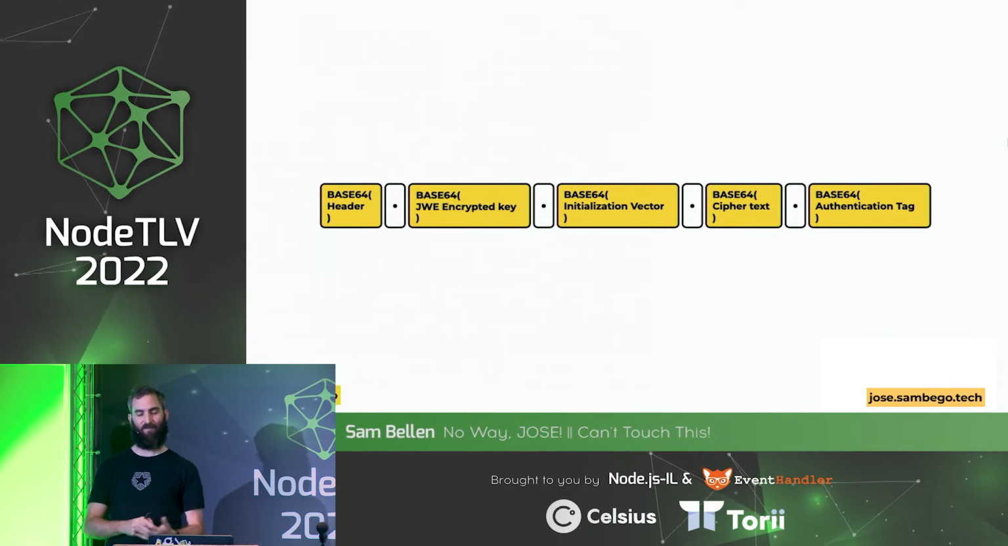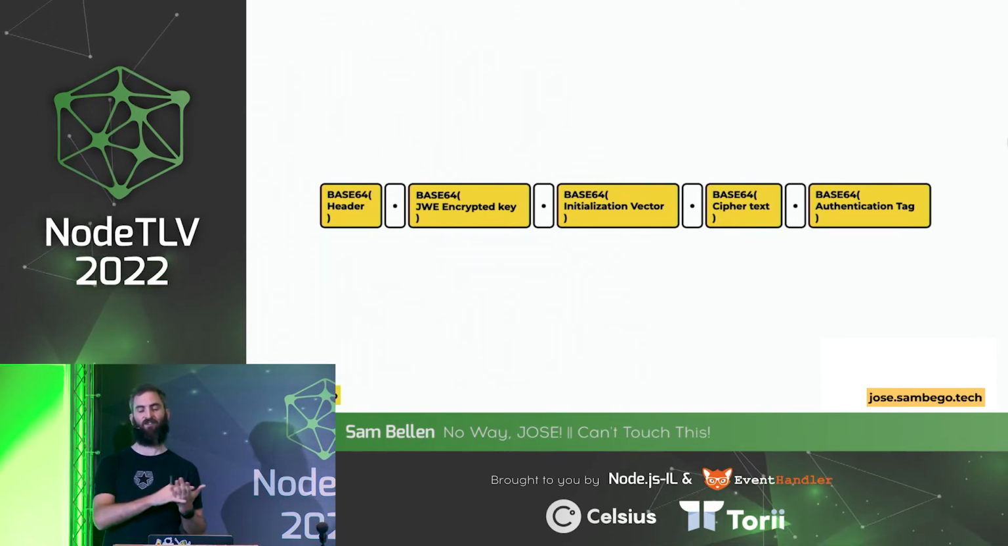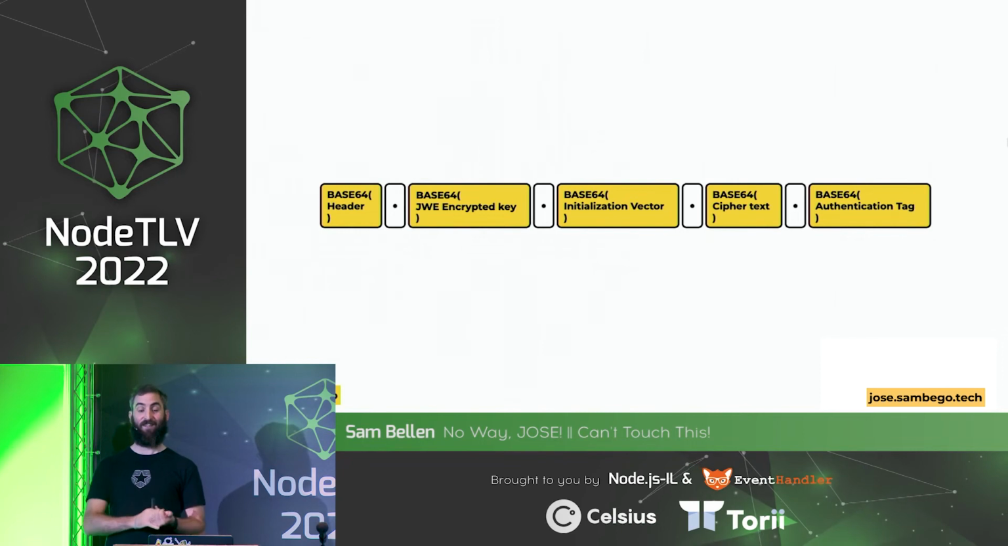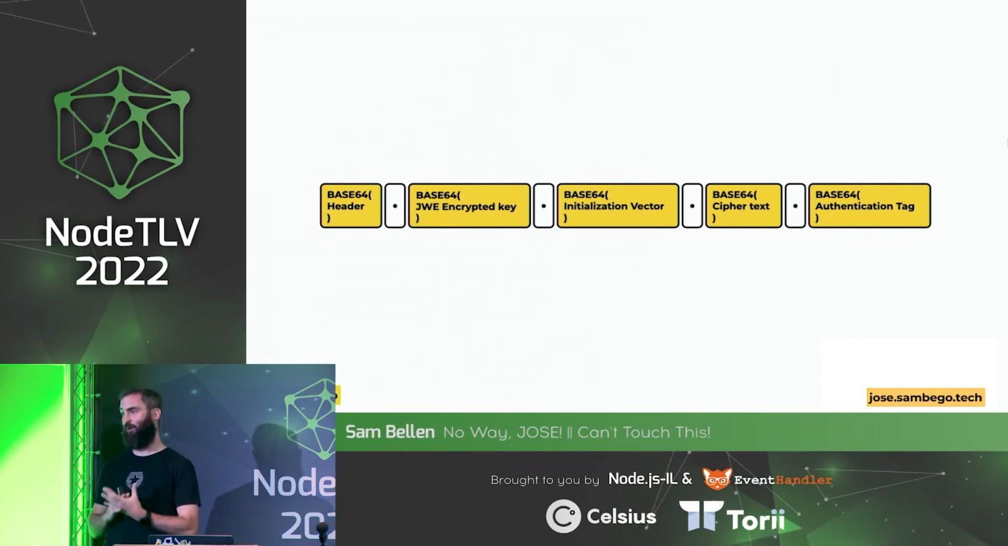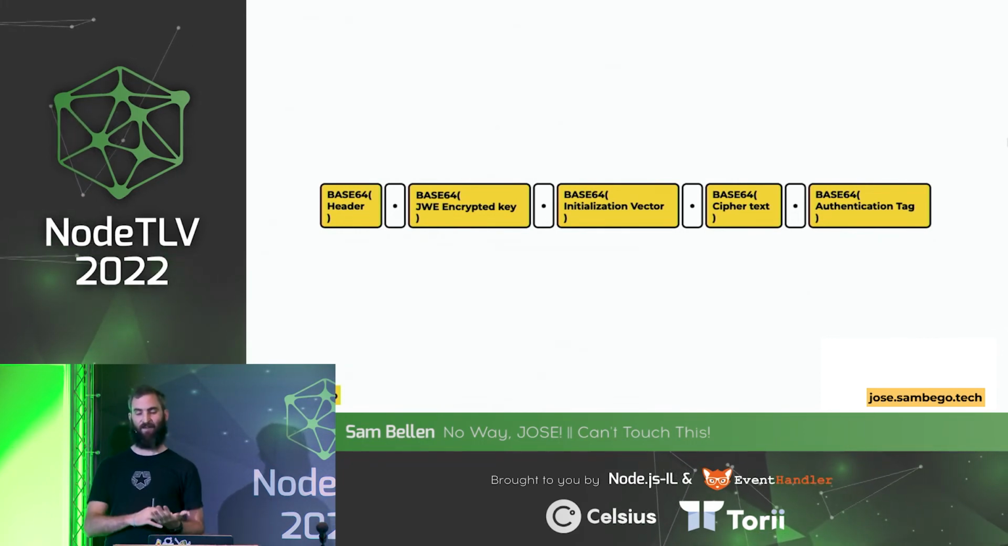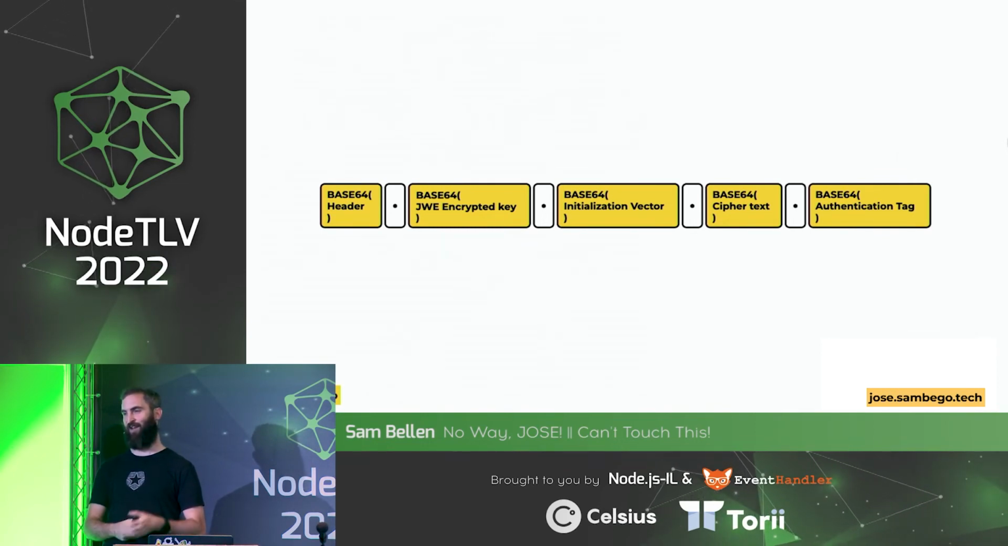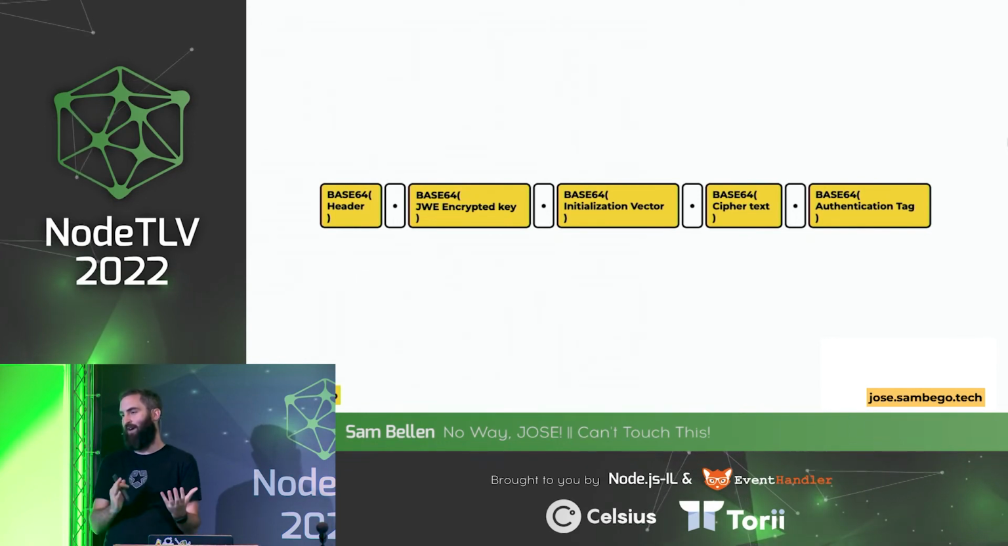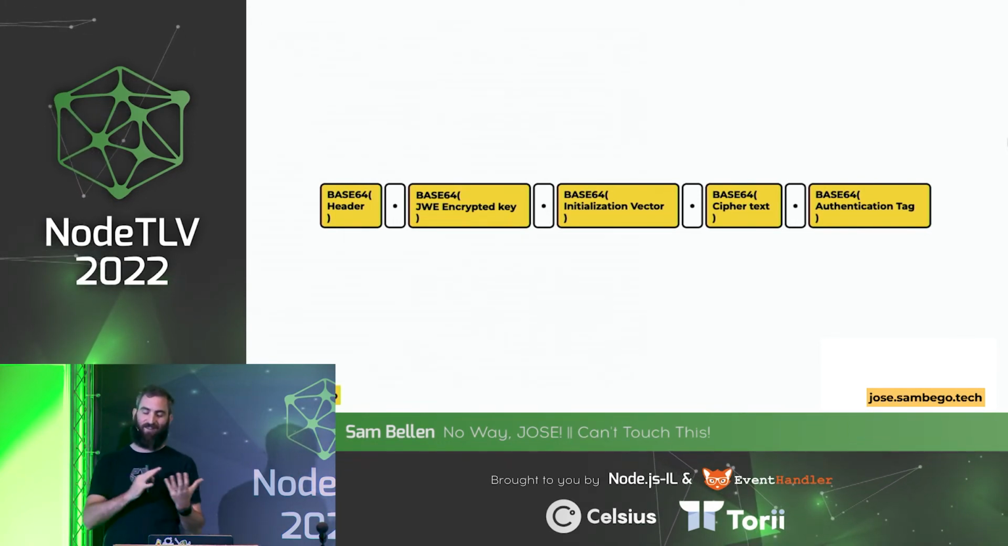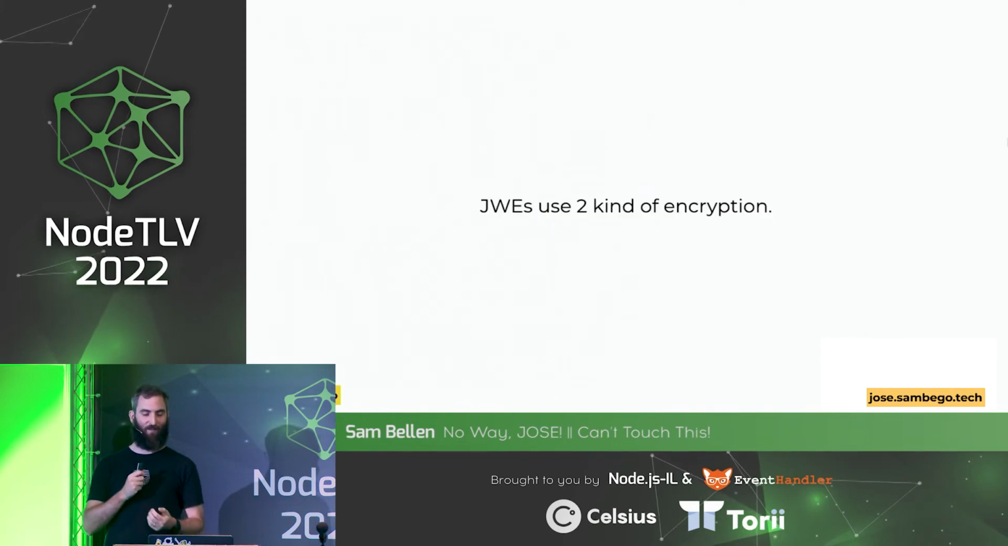It has the header again, it has the encrypted key, the initialization vector, the ciphertext, which is the actual encrypted message, and lastly, the authentication tag. And this one is a little bit more complicated, where with signatures, you had a header which told you which algorithm to use, you had the payload, which is the actual data you wanted to sign, and you had the signature. This is a bit more complex.